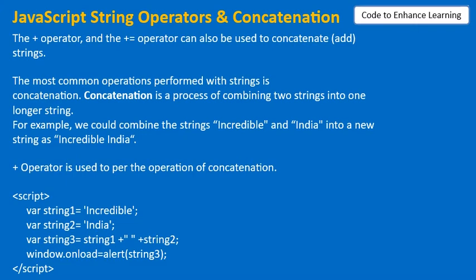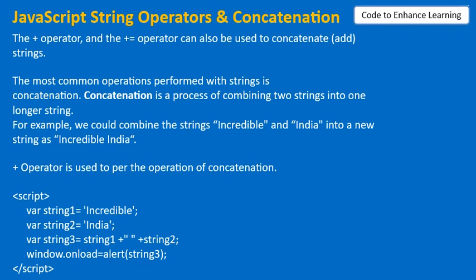The most common operation performed with strings is concatenation. As you can see in the given example, we combine the strings Incredible and India into a new string called Incredible India. The plus operator is used in the process of concatenation. That is, when the plus operator is placed between two strings, it helps us join those two strings, that is, concatenate them.